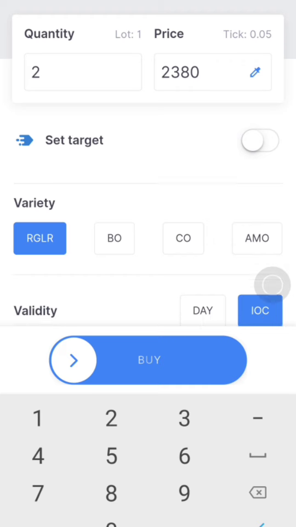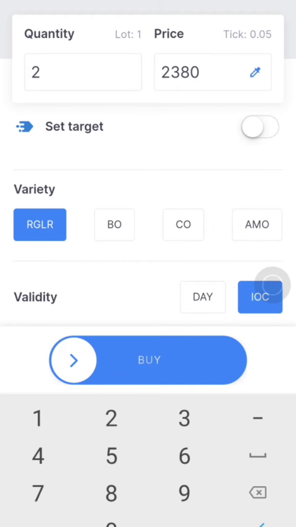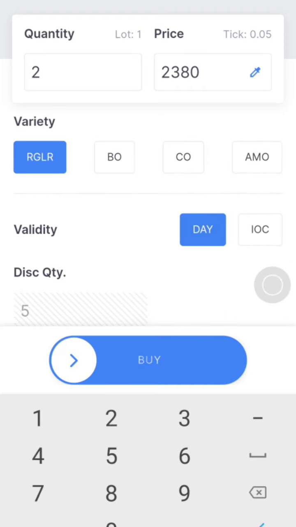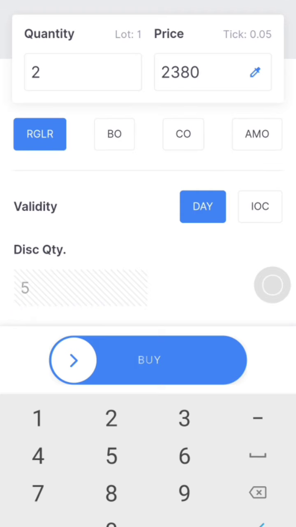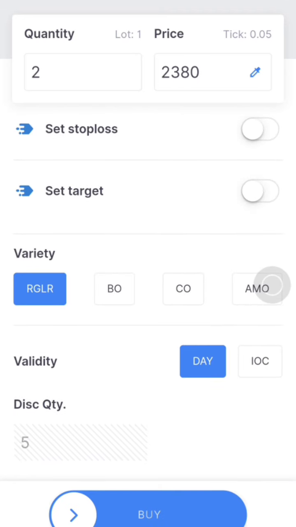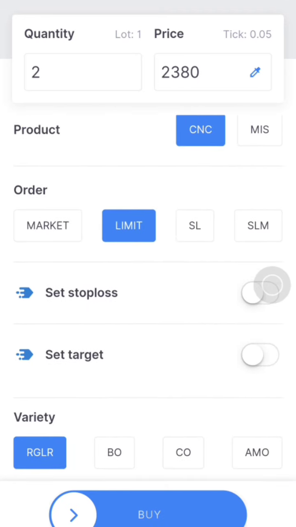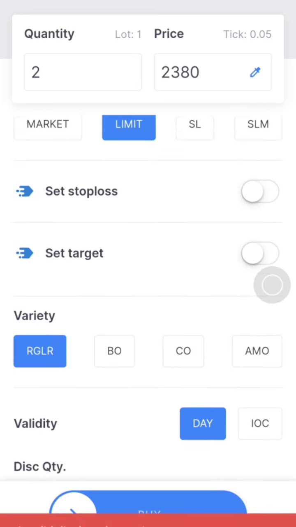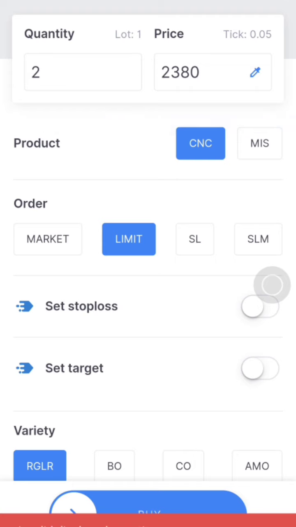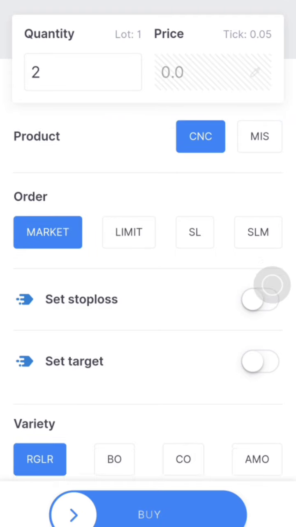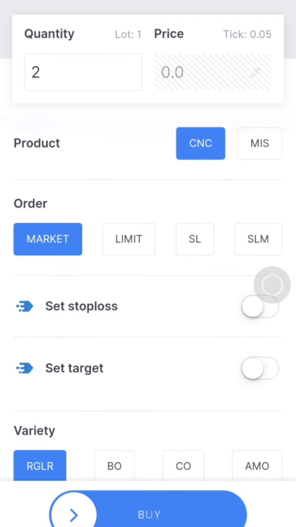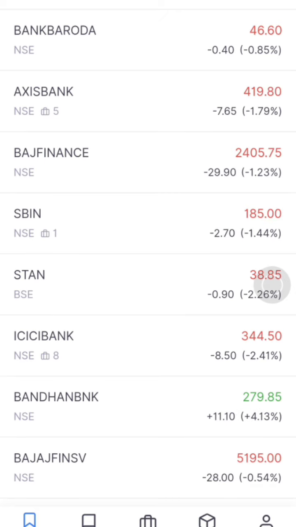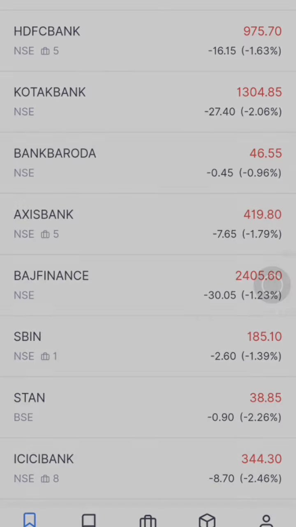Okay, then I put variety as regular, and validity is day. Okay, then I'm buying the share, sorry, disclosed quantity. Okay, let's say I'm putting Axis Bank.